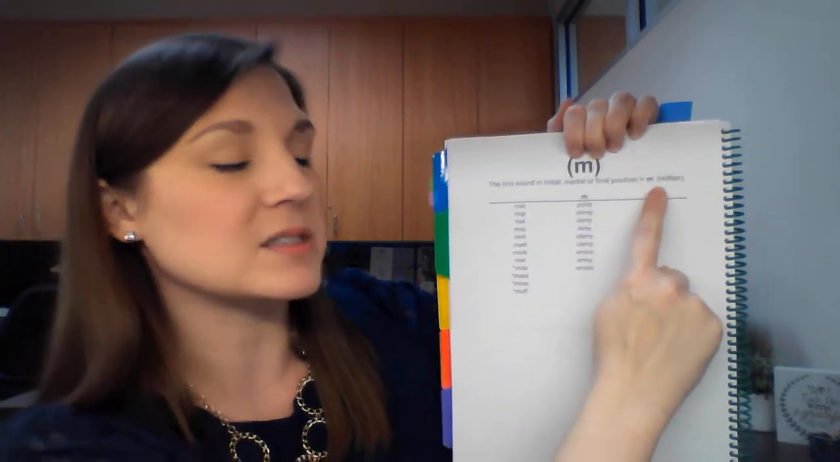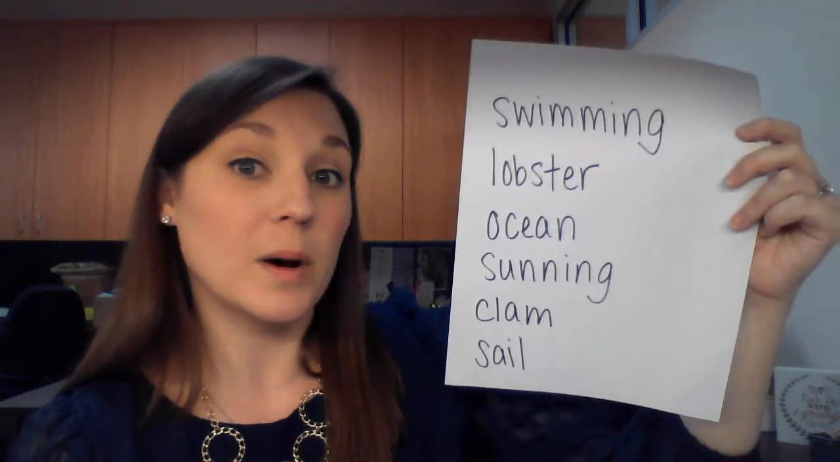I'm not really sure. Let me look first in my regular section. I'm going to look in the regular section, and I'm going to find the M sound, which is here on page 28. Here it says this sound in initial, medial, or final position is spelled M, as in mitten. But in my word, I have it spelled with MM. Where else could I check?